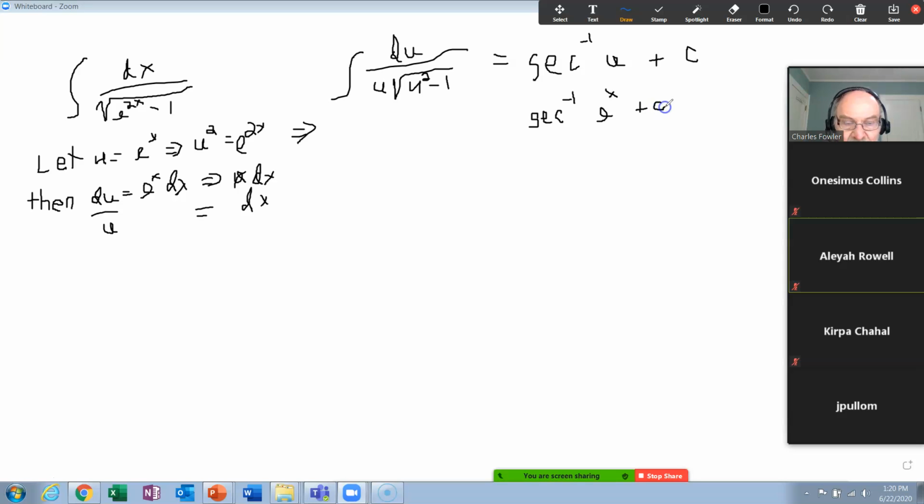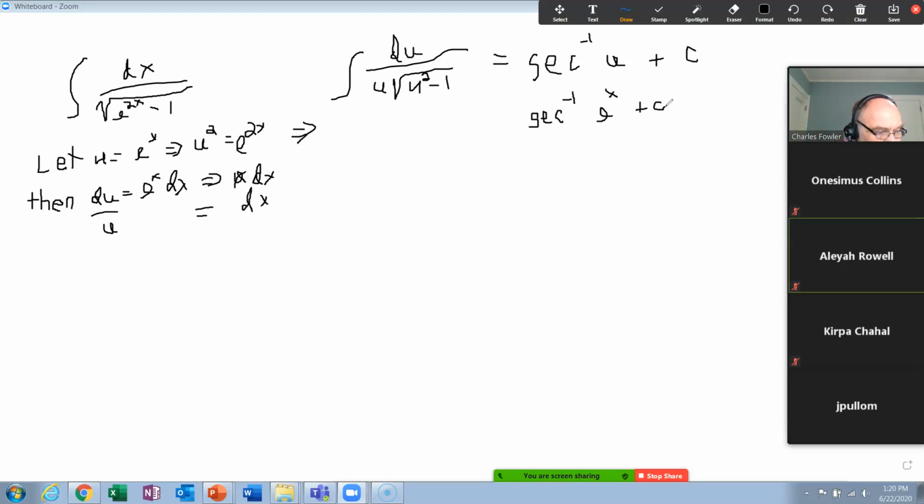Now, do not think that's 1 over cosine. It isn't. That's the inverse secant, or the arc secant. And that is what they get the answer to be. They use the term arc secant. I guess the reason they do is so you don't confuse it with 1 over.